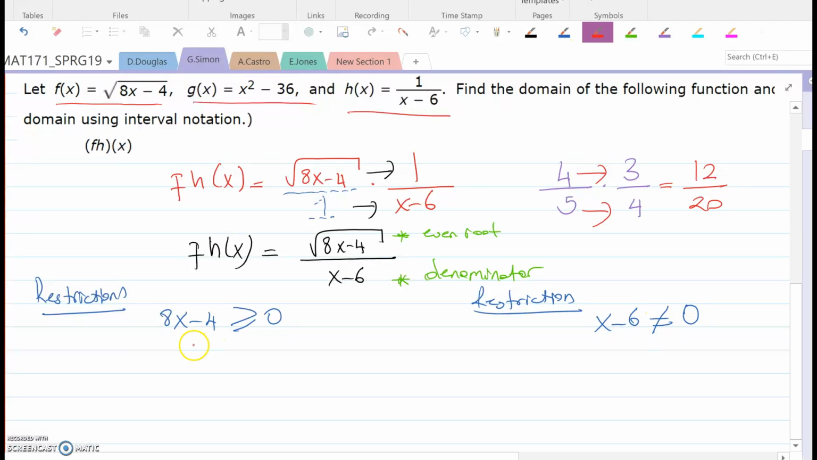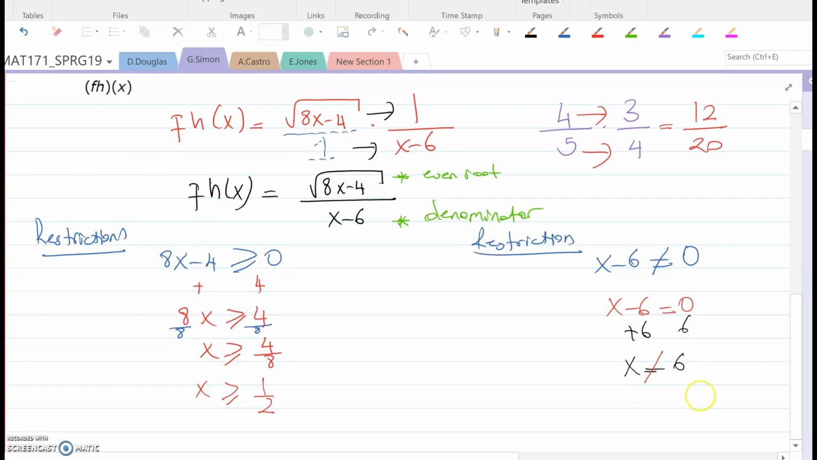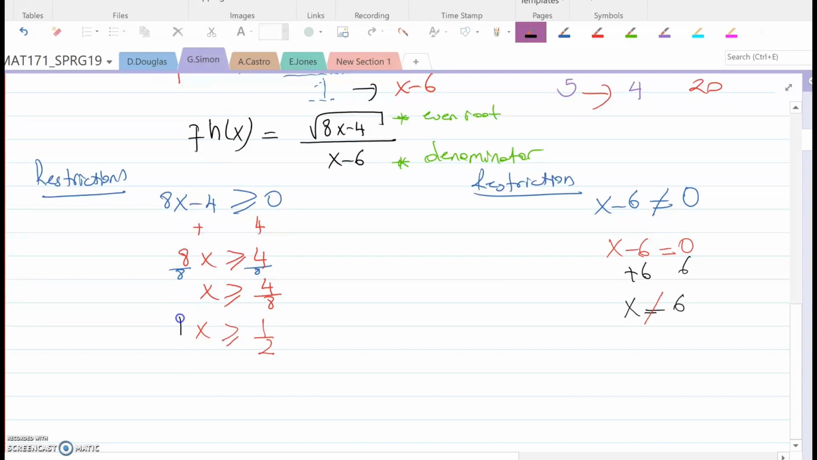So we solve this one: add 4 to both sides, 8x is greater than or equal to 4, x will be greater than or equal to 4 over 8 when we divide each side by 8. I just skipped a step here. So then x will be greater than or equal to 1 over 2. All right, so when we're solving this portion, think about it as if x is equal to 0, add 6 to both sides, then x will be equal to 6, but we want it not equal to 6. So let's write these two as interval form.